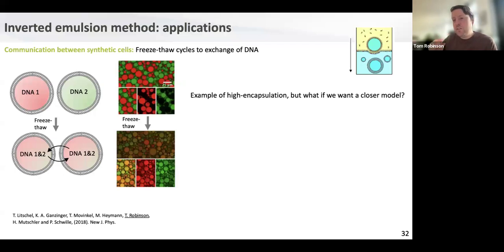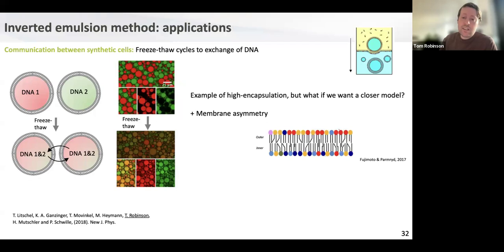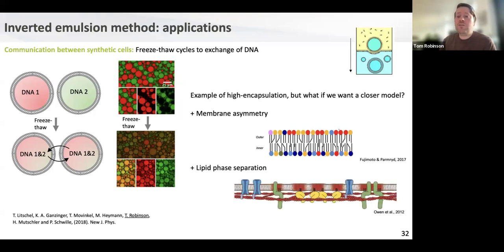But what if we want a closer model of the membrane, to actually look like cellular biomembranes? Well, then we need to start thinking about membrane asymmetry, so having different lipids on the inner and outer membrane. We also want to start to include phase separation, because ultimately we want to have complex membranes, or at least have the option to, and we want to have different proteins on different leaflets and in different positions. So this is one of the goals.